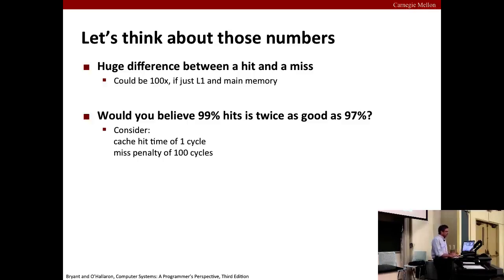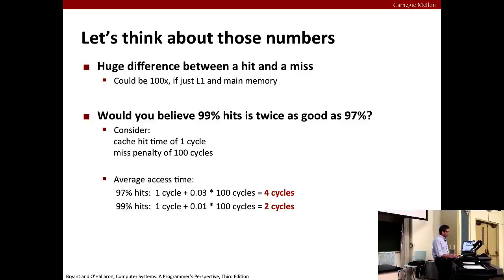So, suppose there's a hit time of 1 cycle and a miss penalty of 100 cycles. Those are reasonable numbers. So the average access time, if you have 97% hits, is the hit time plus the percentage of misses times the miss penalty. So that's 4 cycles for the average access time. But if we just increase the hit rate by 2%, the average access time drops by 50%, a factor of 2.